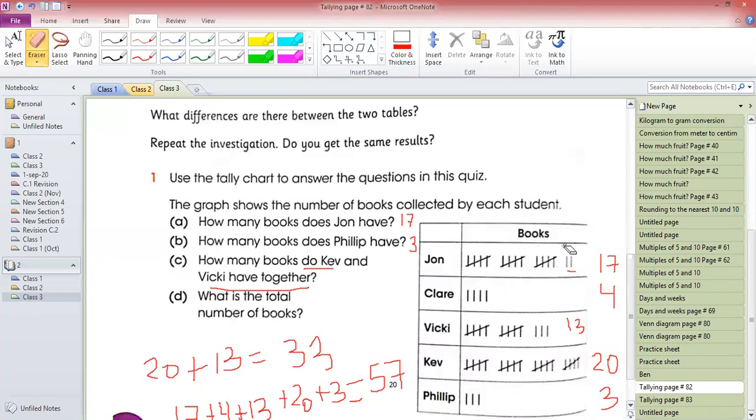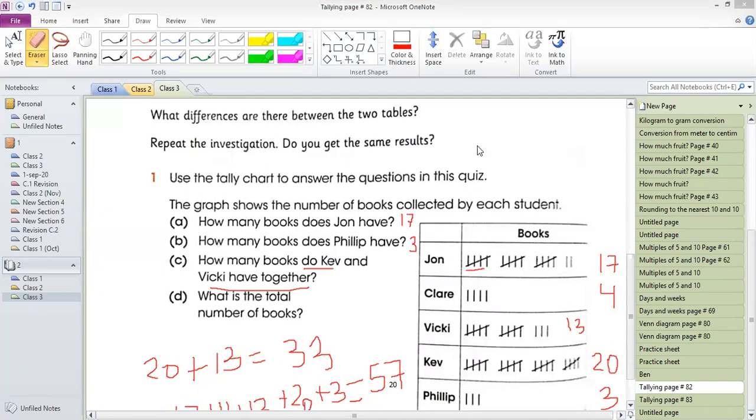It's very easy. As I told you, when you see one line cut across the four previous lines, that means it is 5. It is also 5. It is also 5. And it is 2. So count in 5s. 5 plus 5, 10. 10 plus 5, 15. And 15 plus 2 is equal to 17. So we write the answer that John has 17 books. Is it clear, guys? Question number 1A. John has 17 books.